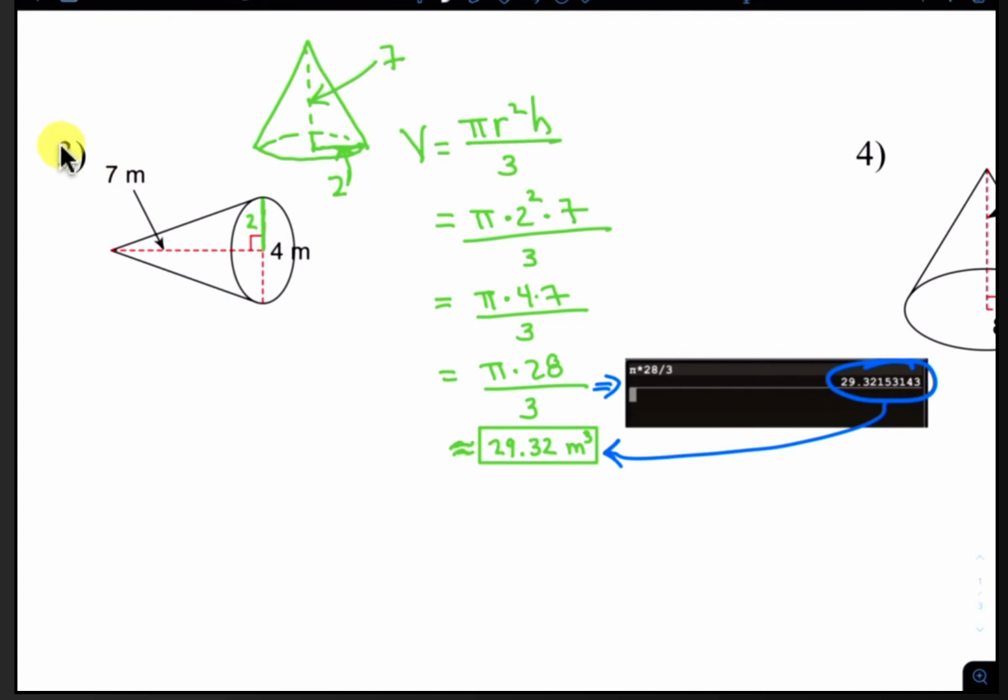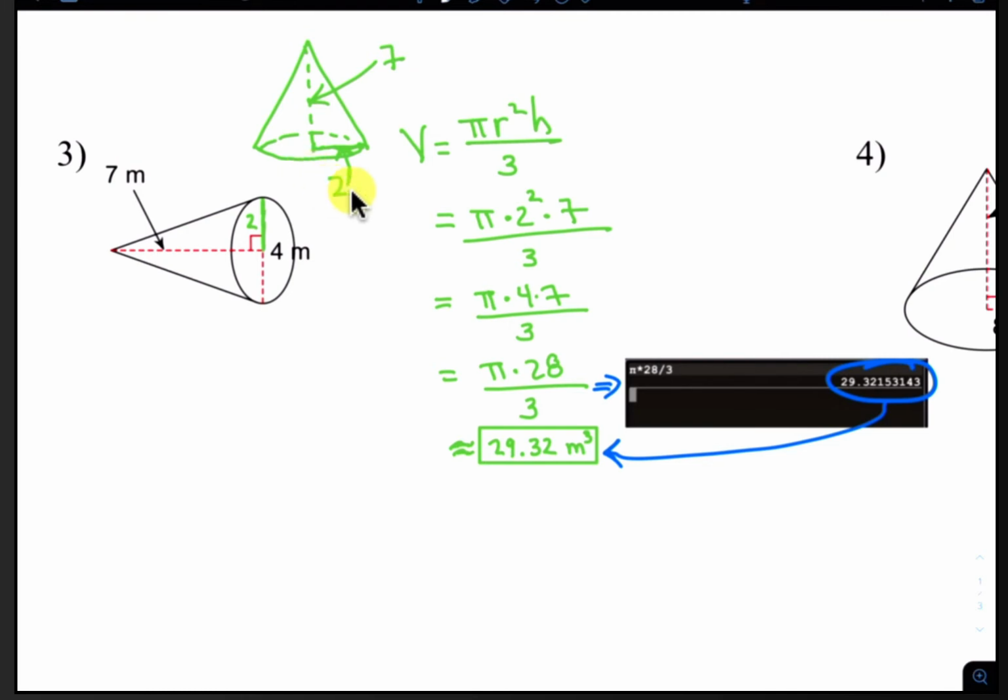Okay, here's question number 3. We have a cone. The first thing is to recognize that 4 is the diameter of the circle, which means the radius is half of 4, which is 2. Now let's turn the cone right side up. So we have the circle at the bottom, radius is 2, and the height is 7.